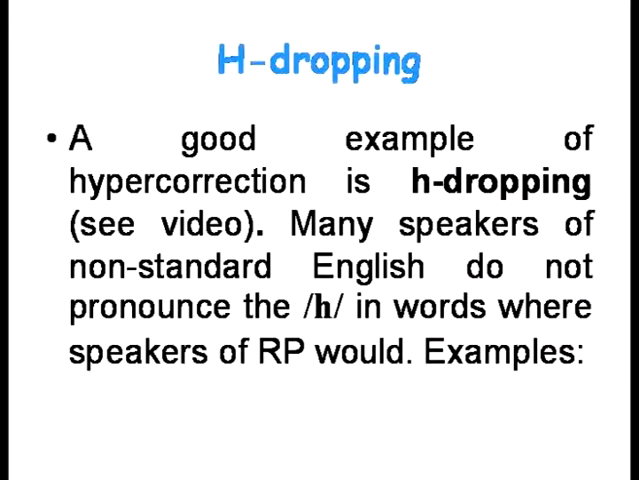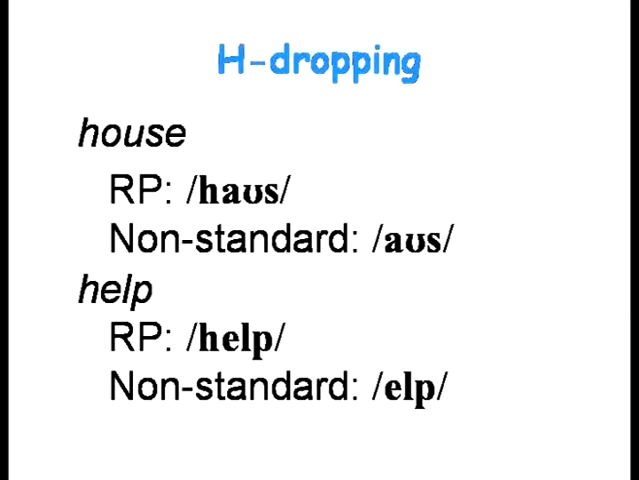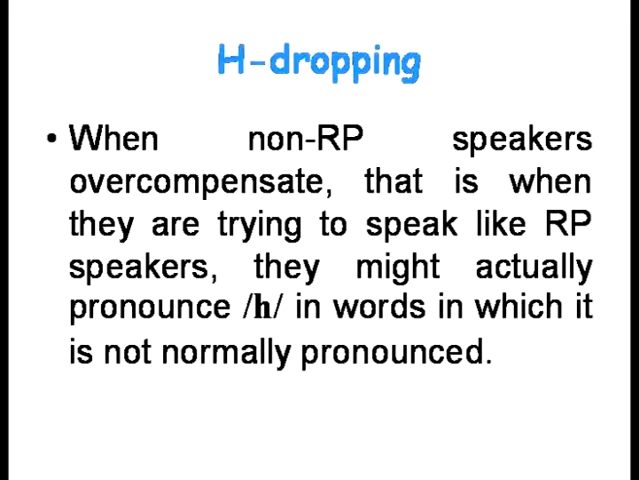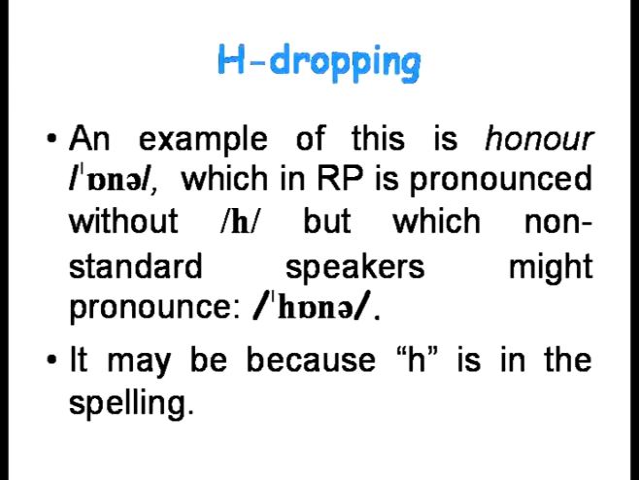A good example of hypercorrection is H-dropping. Many speakers of non-standard English do not pronounce the H in words where speakers of RP would. Examples: RP, house. Non-standard, 'ouse. RP, help. Non-standard, 'elp. When non-RP speakers overcompensate, that is when they are trying to speak like RP speakers, they might actually pronounce H in words in which it is not normally pronounced. An example of this is honor, which in RP is pronounced without H, but which non-standard speakers might pronounce with an H. It may be because H is in the spelling.